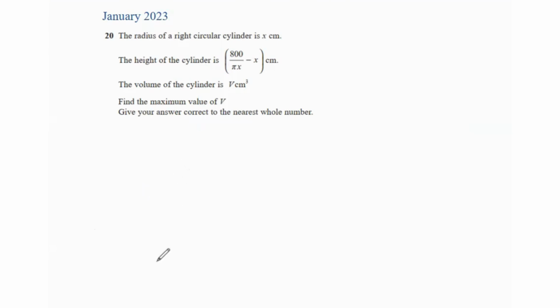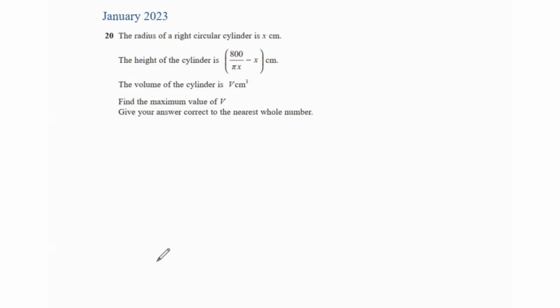So to find the maximum value of V, which is the volume of the cylinder, we have to first create an equation for the volume. Differentiate that first. Put it equal to 0 to find the value of x at which it gives the maximum value. And then use that x value, put it back into the volume equation to find the maximum value of V. Very similar to what we have done in the previous questions.